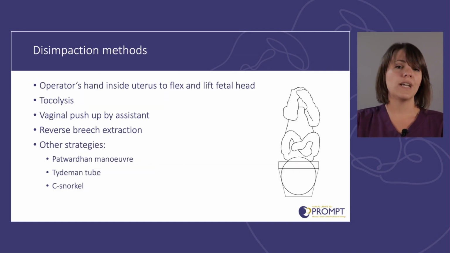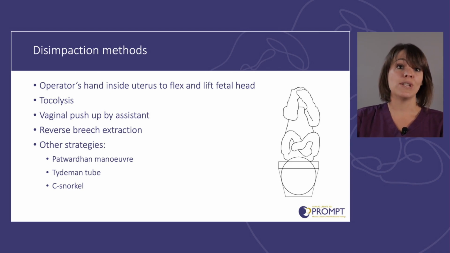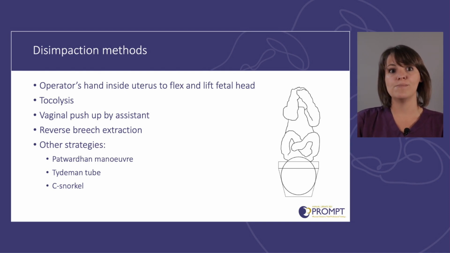So, how should we go about delivering an impacted fetal head? Well, one way to think about it is to imagine trying to get a ball out of a flower pot. It's that similar difficulty of trying to get your hand in between the ball and the flower pot. You could think about lifting the ball from below by putting your fingers into those holes at the bottom, and that's a bit like a vaginal push-up.